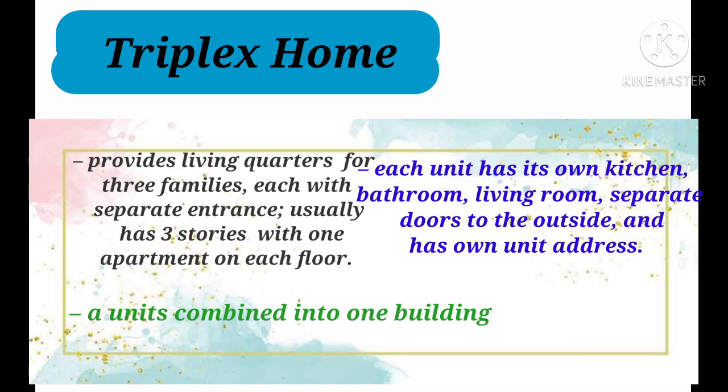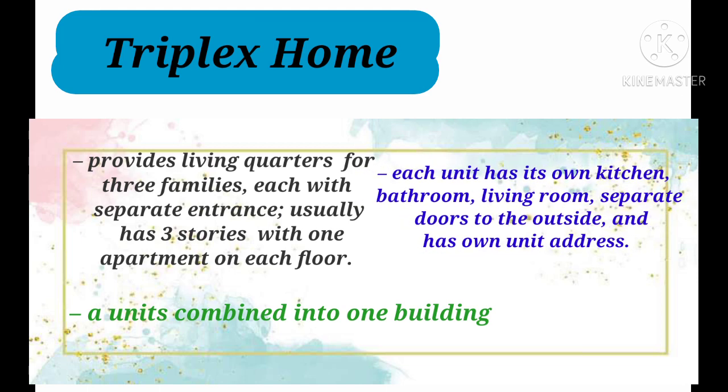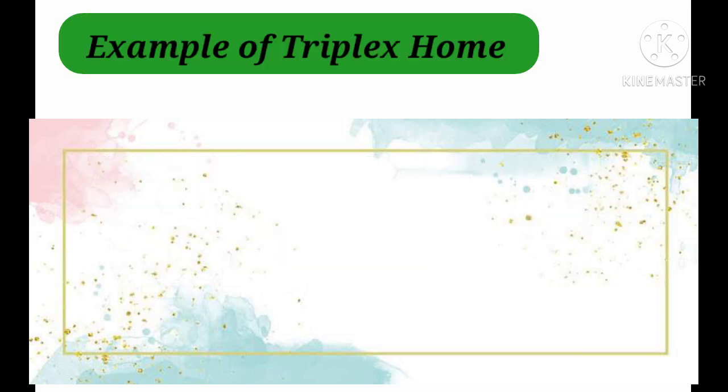Each unit of a triplex has its own kitchen, bathroom, living room, separate doors to the outside, and its own address or unit number. It is also similar to a duplex or fourplex, but instead of the property being a 2-unit or 4-unit structure, a triplex is a 3-unit multifamily structure with one owner.